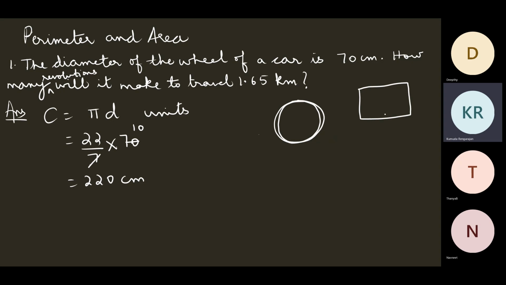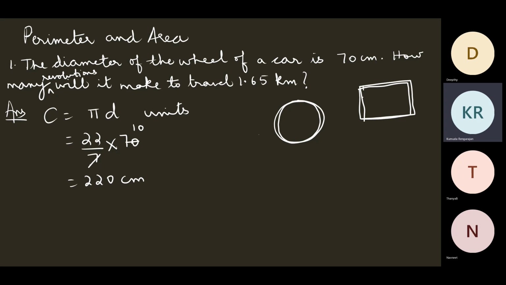Supposing there's a rectangular park, and you go once around the park. Then what will be the distance covered by you, children? What will you find, area or perimeter? Perimeter. You will find the perimeter.